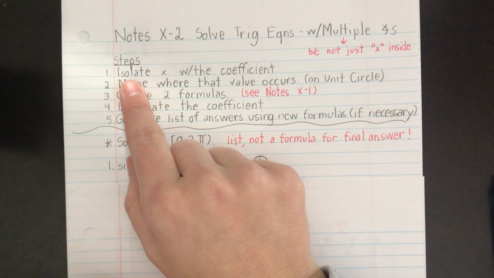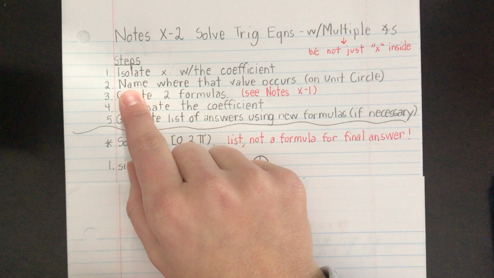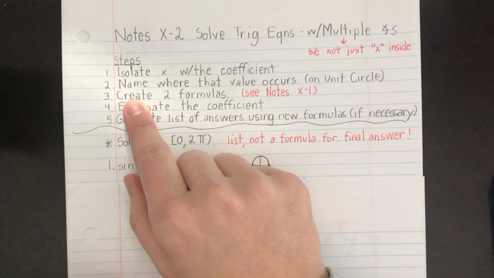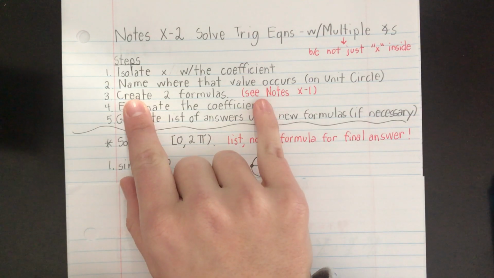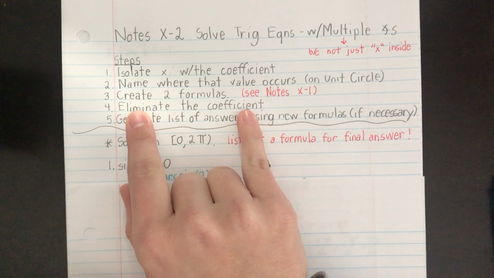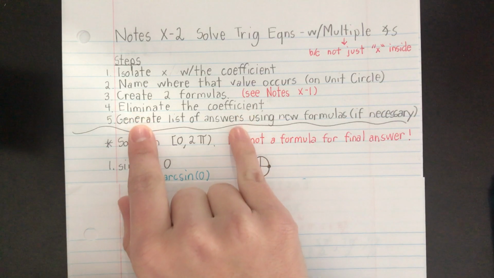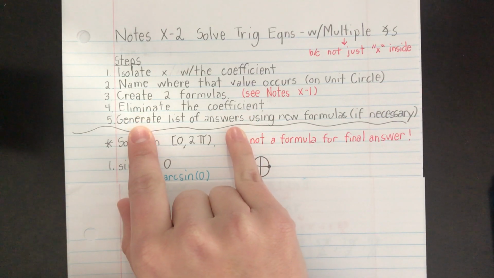Isolate x with the coefficient. So get x by itself. Of course, it'll have a coefficient, but get x by itself. Name where the value occurs on the unit circle. Create two formulas like we did in the previous notes X1. Then eliminate the coefficient and generate a list of answers using the new formulas. This is only if necessary.